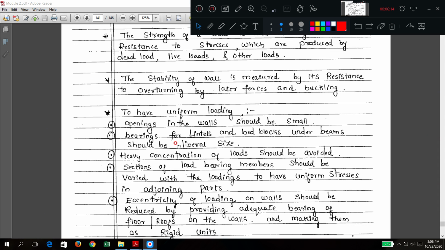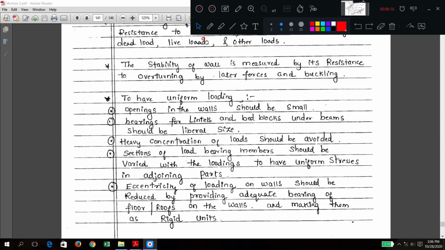Now to uniform loading. What is that? Buckling is also the same thing. See, buckling means what? If this is a wall, and something is applied here, the wall shape will become like this. This is called buckling.